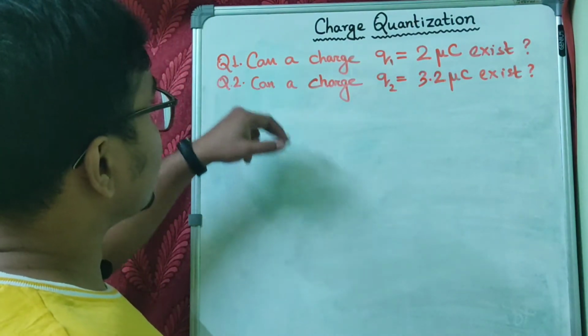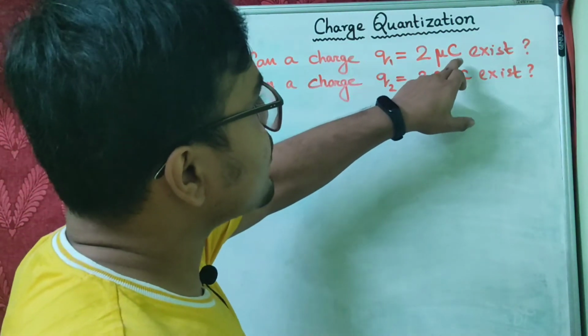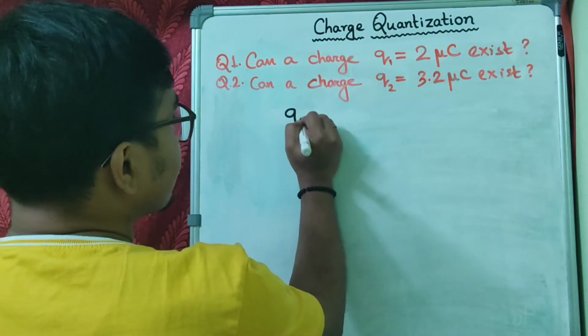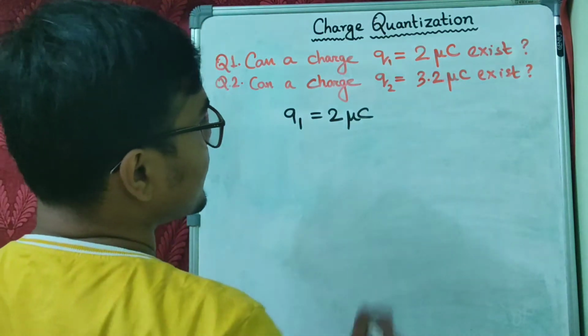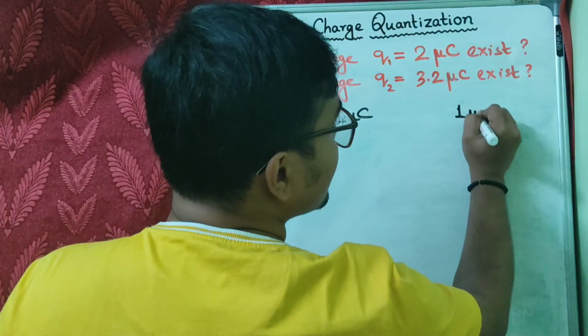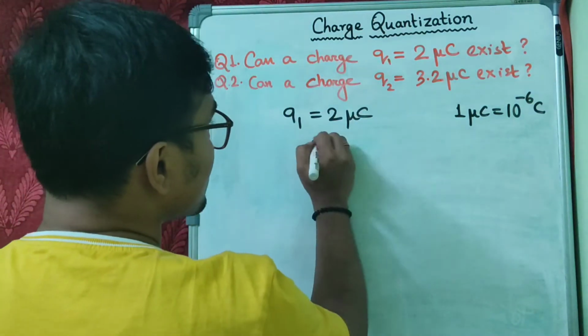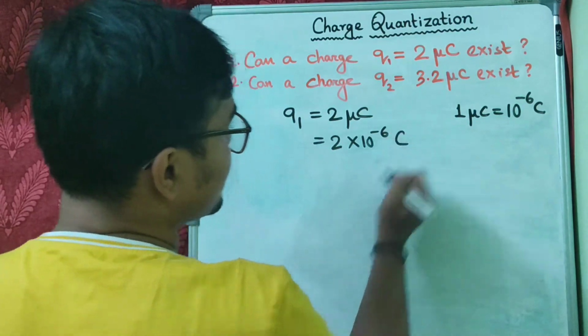First question is, what is the statement? Can a charge Q1 equal to 2 microcoulomb exist? So we have taken a charge Q1 which is of magnitude 2 microcoulomb, and we know 1 microcoulomb is equal to 10 to the power minus 6 coulomb. So 2 microcoulomb must be equal to 2 into 10 to the power minus 6 coulomb.